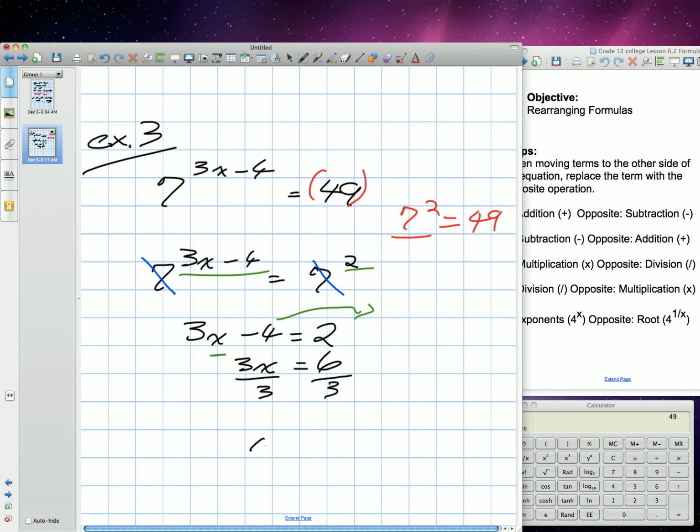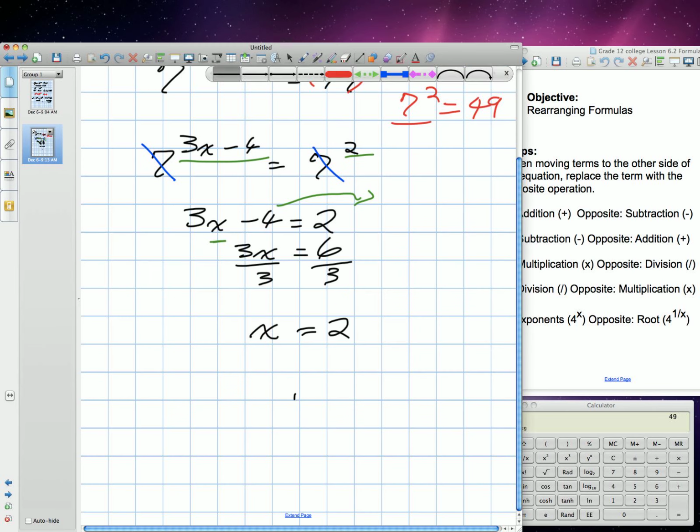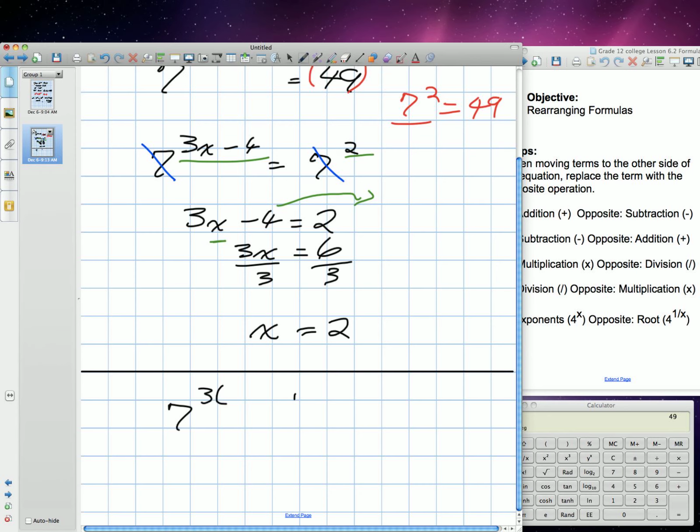Okay. Now, we can always check this by plugging that 2 back into our equation. Essentially, when we go to check this, we'll call this the check here. Put a line across. We have 7 to the power of 3 times, our answer above was 2. So we're going to plug 2 in for the x variable, minus 4.